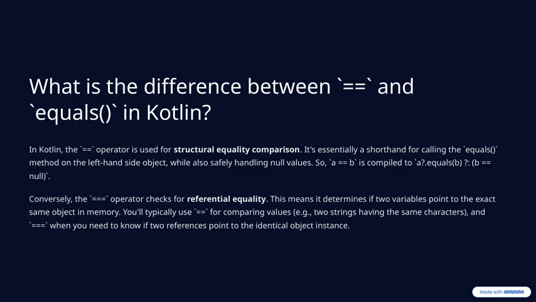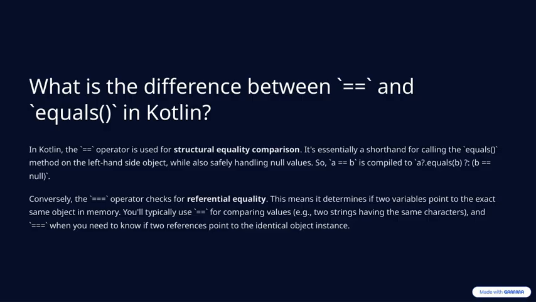All right, let's talk about the difference between == and === in Kotlin. When you see ==, think of it as a way to compare the values of two objects, not their actual memory locations. It's a handy shorthand for calling the equals method, but it also safely handles nulls. So when you write a == b, Kotlin actually compiles that to a?.equals(b) ?: (b === null). This means if a is not null, it calls a.equals(b). And if a is null, it checks if b is also null.